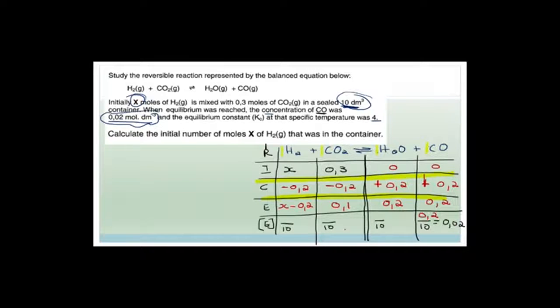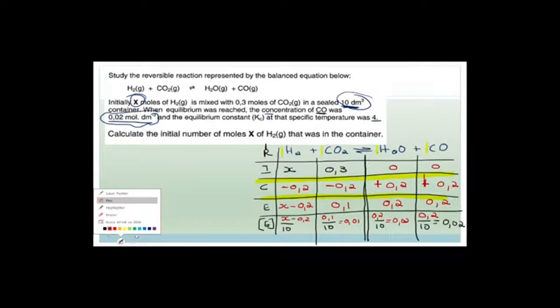Okay, so now we're going to do the final line, which is the concentration. So what are we going to do? We're going to divide. So 0.2 divided by 10 is 0.02. 0.1 divided by 10 is 0.01. And x minus 0.2 divided by 10 is just x minus 0.2 over 10. Awesome.